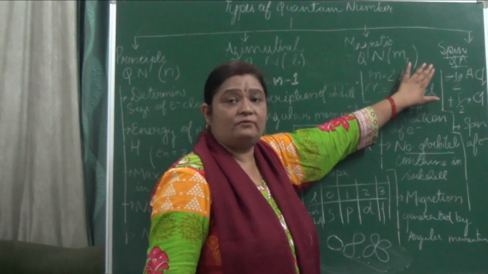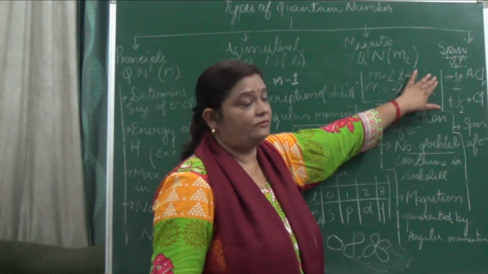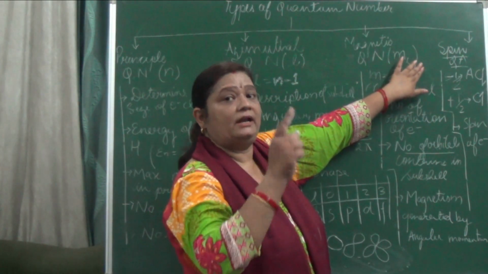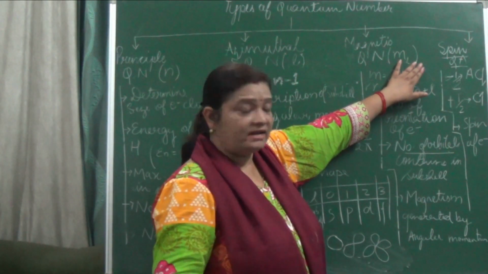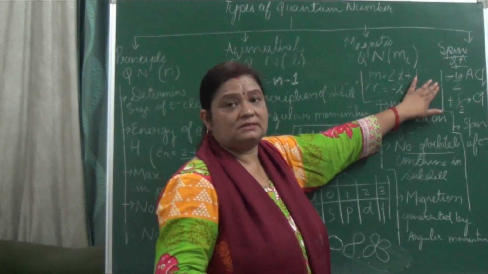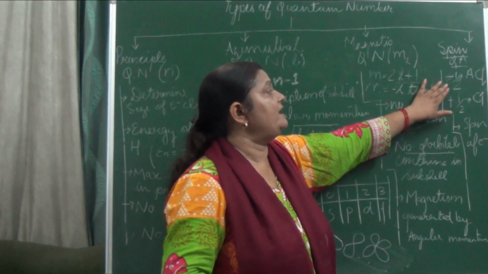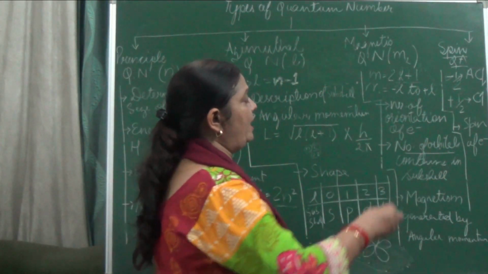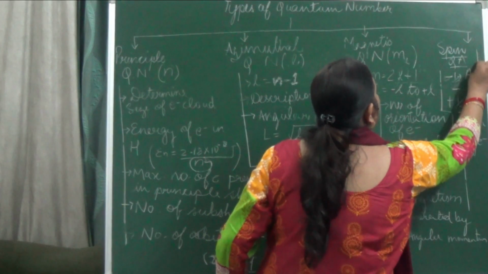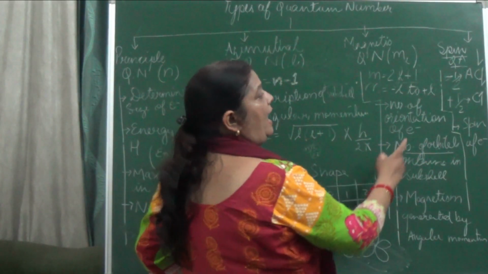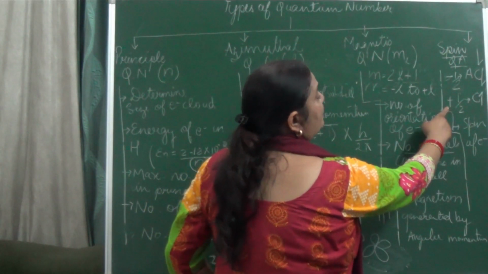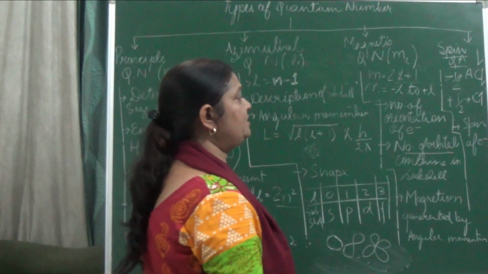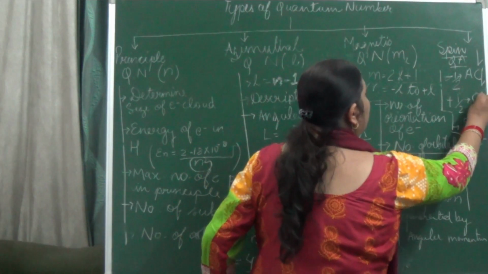It is only considered for the electron, not for the orbital. The electron is spinning clockwise or anti-clockwise. If it is spinning anti-clockwise, we write it as minus half, and we represent it by a downward arrow. Next, we write plus half for the clockwise direction, and it will be an upward arrow.